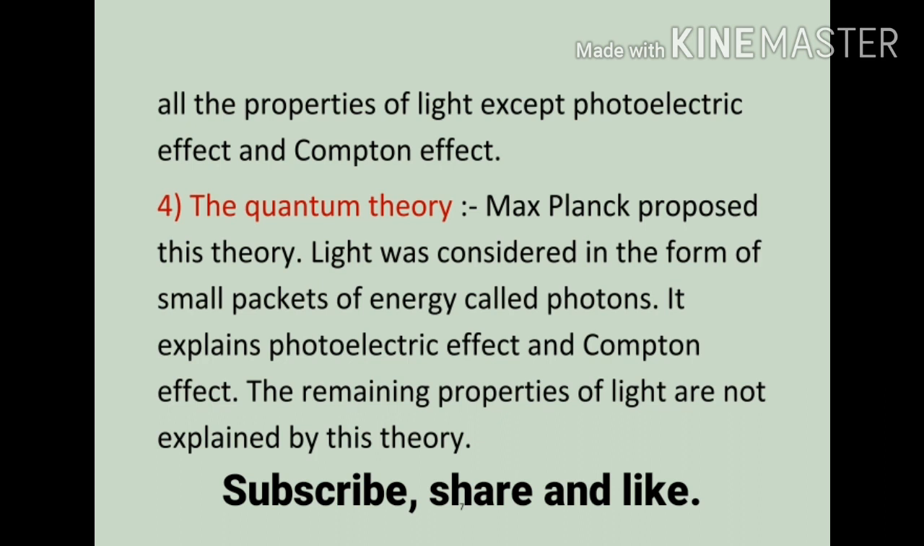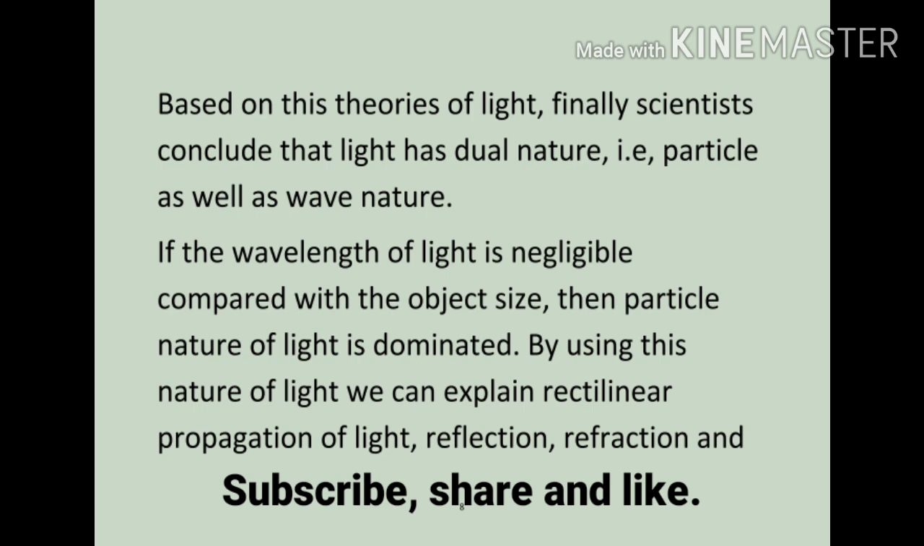And the last one is the quantum theory. Max Planck proposed this theory. Light was considered in the form of small packets of energy called photons. It explains the photoelectric effect and Compton effect. The remaining properties of light are not explained by this theory. So from these theories of light, scientists finally concluded that light has a dual nature, that is, a particle as well as a wave nature.